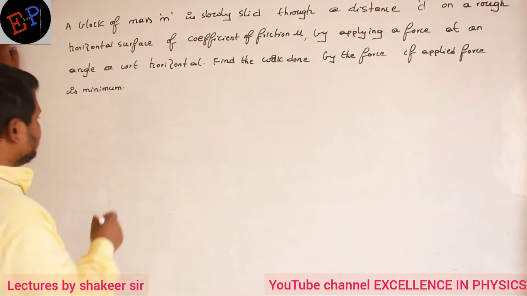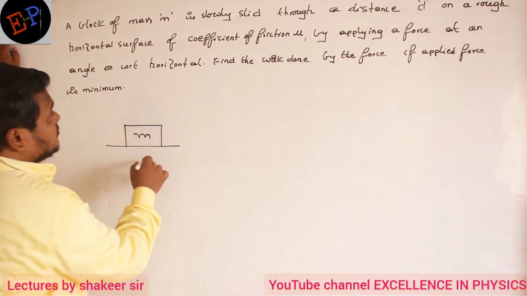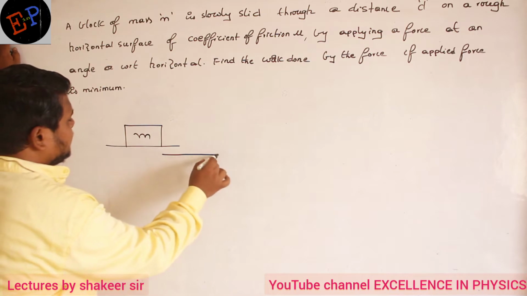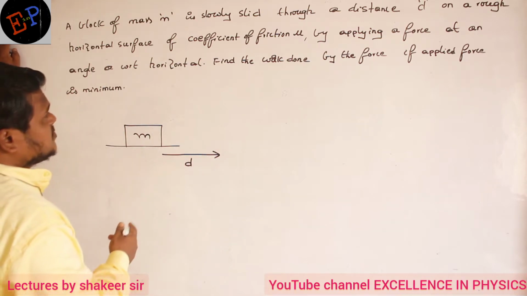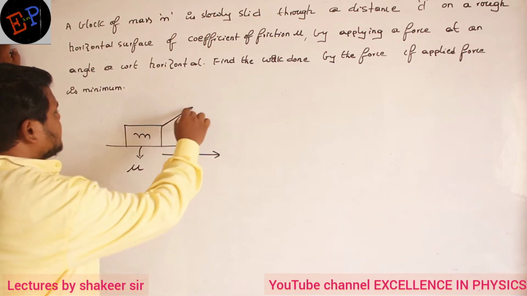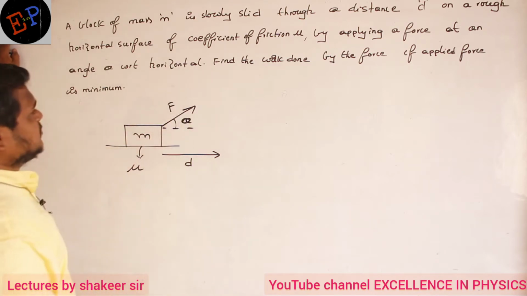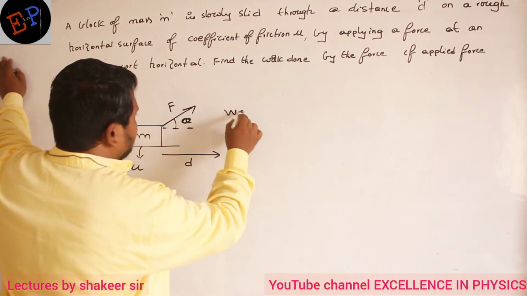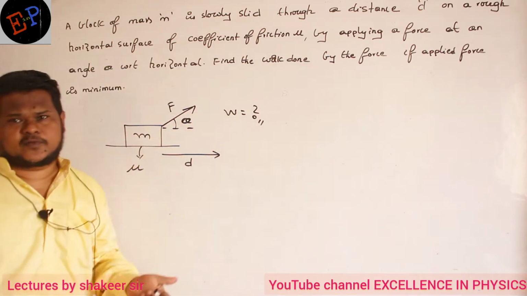Let us try to draw the diagram of this one. This is a body of mass m. It should be taken through a distance of d. I want to move this by a distance of d on a rough horizontal surface whose coefficient of friction is mu, by applying a force of F at an angle of alpha with respect to horizontal. Then you are supposed to calculate the work done by this force. And the force is the minimum force.